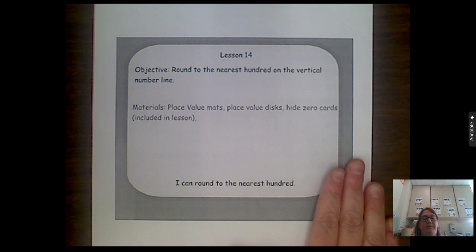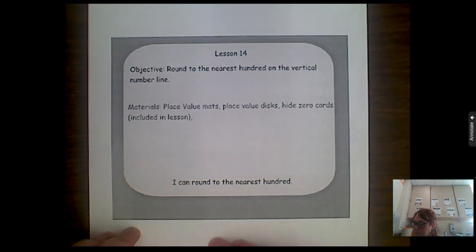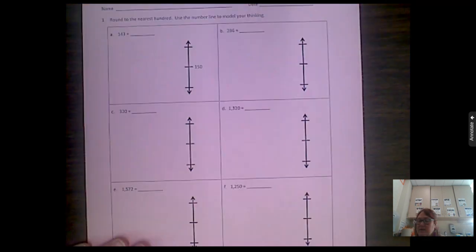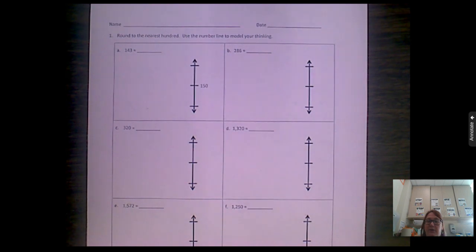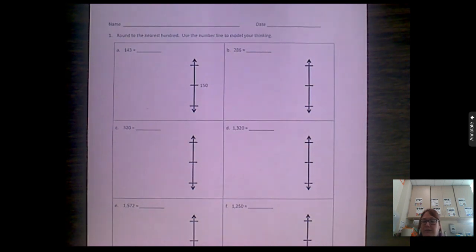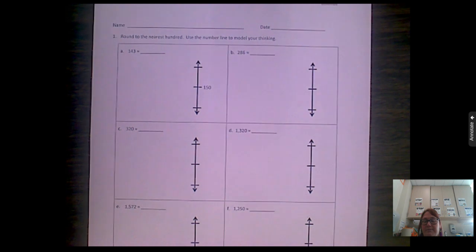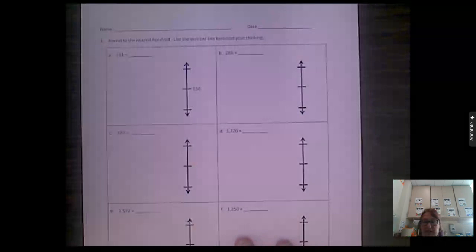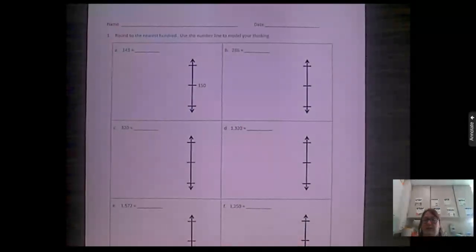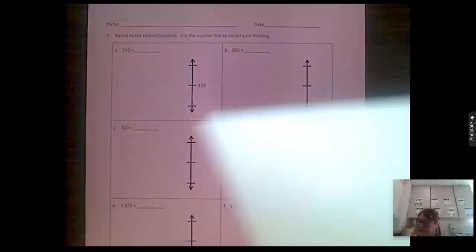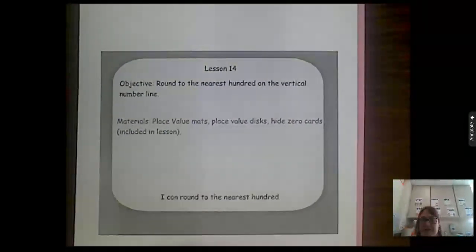If you have your materials in front of you, you will have lesson 14. You can get a highlighter if you want to, to highlight the numbers that are in the hundreds place today, because that's what we're rounding to. But you don't need a highlighter for sure today because it doesn't look like we're looking at word problems, but it's always handy just to have a highlighter ready for math.